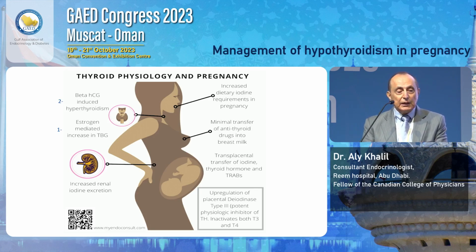Along with that, you will have increased requirements during pregnancy. One is the iodine requirement for the formation of thyroid hormone. The second one is increased renal excretion of iodine, so there's a loss of iodine, and you need to compensate for that.